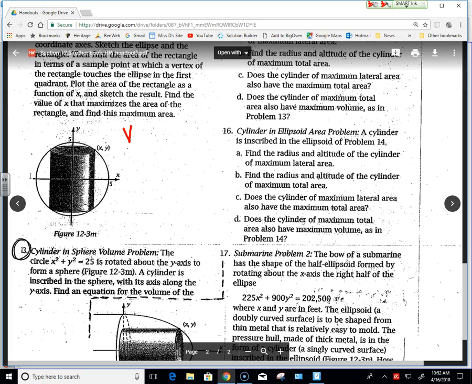Did anybody find the volume of a cylinder formula? We have to start there. Area of the base, which is a circle. What's the area of a circle? Oh, that's circumference. Pi r squared. Area of the base times the height. Okay, so volume of a cylinder.